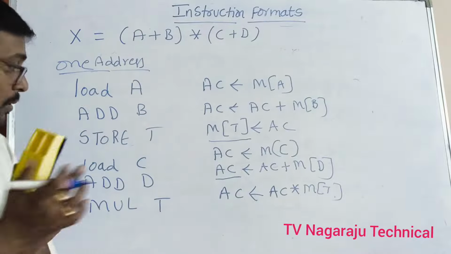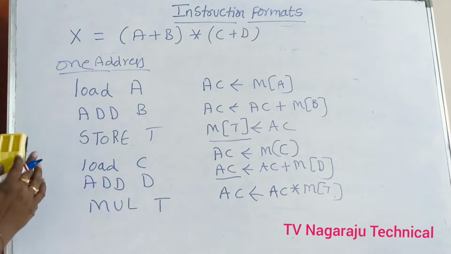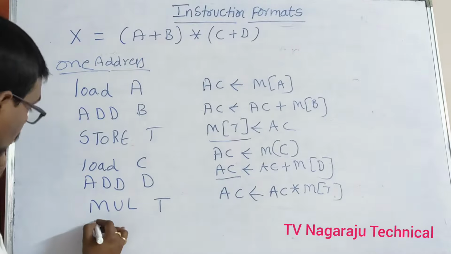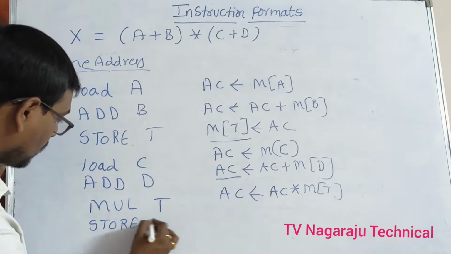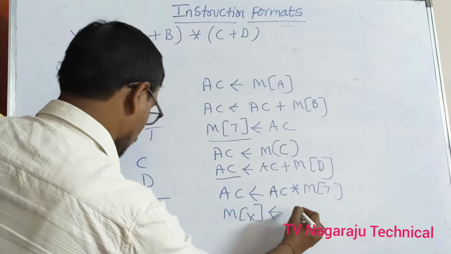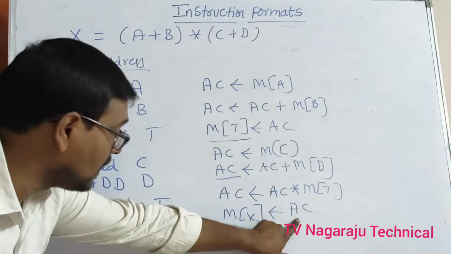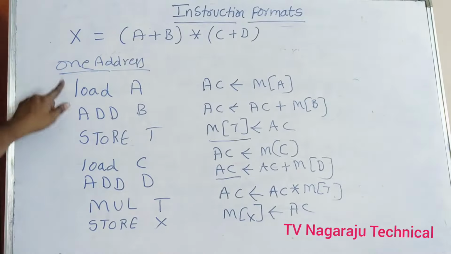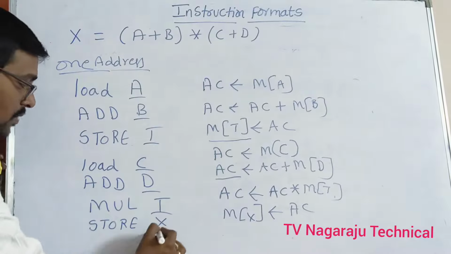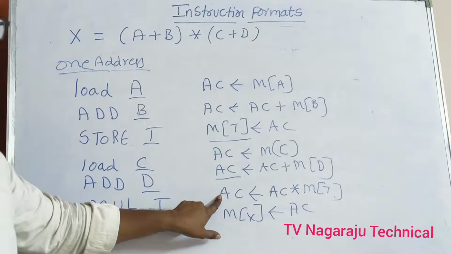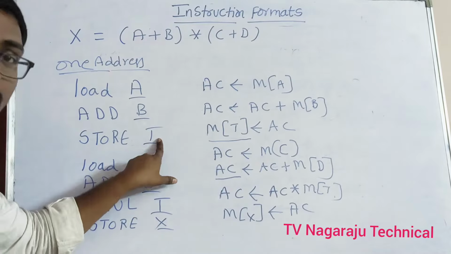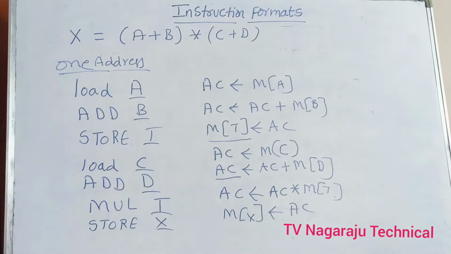Now what you need to do? This answer is stored in X. You need to store the answer in X. Yes or no? Store X. Obviously what happened? M of X to AC. The final result in AC is copied into this X. This is a one address instruction. Observe, in each instruction I used only one address field. For calculation it uses the accumulator. For storing the temporary results I used another T. Clear? This is one address.